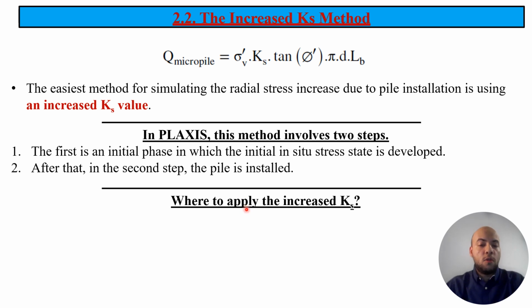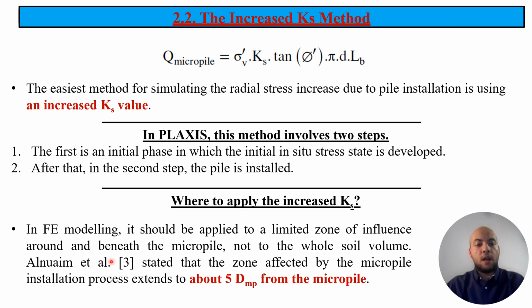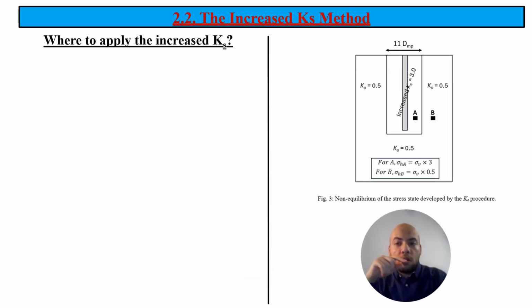So the challenge here is where to apply the increased value of Ks. According to a study by Nuaim et al., the zone around the micropile, which is affected by the installation process, only extends to about 5 times the diameter of the micropile. So we can conclude here that you have to apply the increased value of Ks to a specific zone around the micropile, which will have a limited width of 11 times the diameter of the micropile.